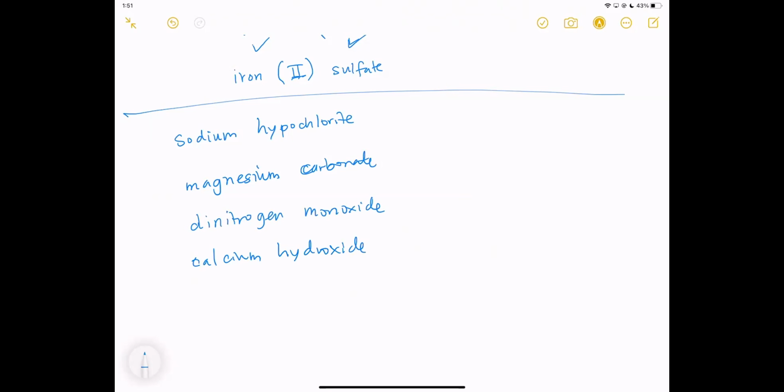Okay, oh, you guys were already on that. So I've got sodium hypochlorite. So this is an ionic compound. Okay, an ionic compound means you need to write the ions and use the crossover rule.